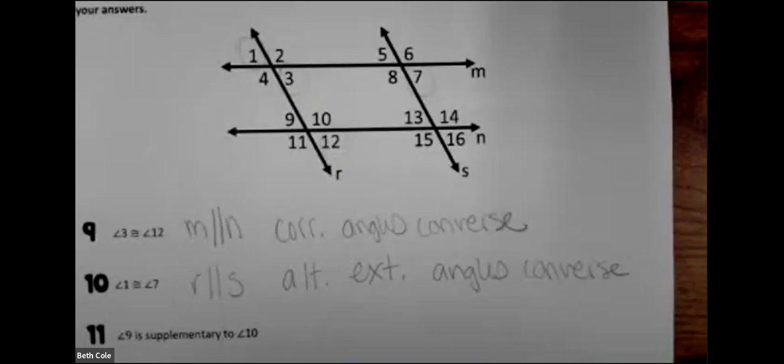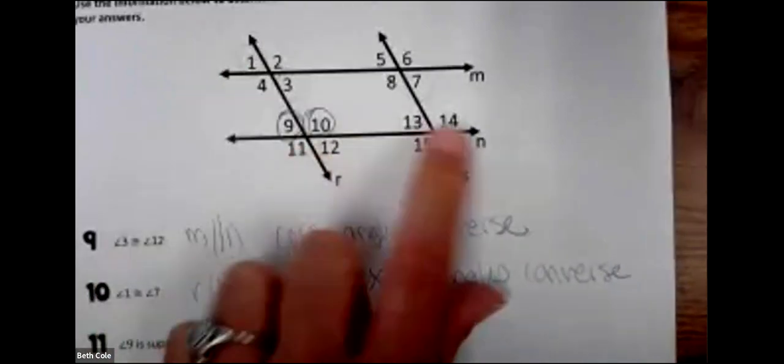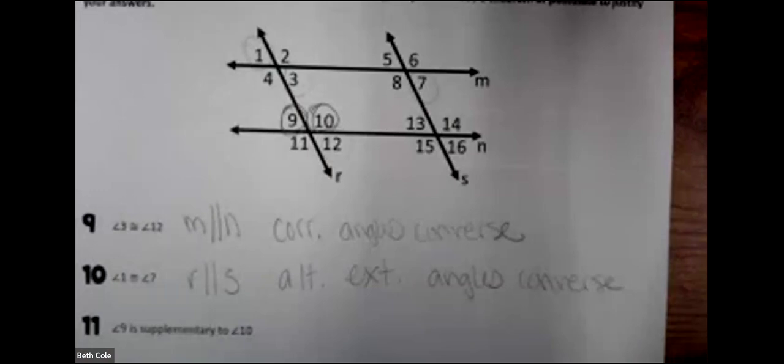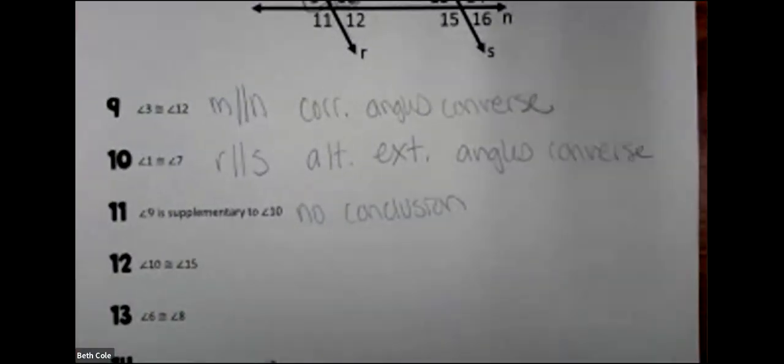All right, next one. It says 9 is supplementary to 10. So if you look at 9 and 10, I circled them right here, real quick. Is anything from another line circled? Like, can you relate this to anything else? No. Do you see how I have nothing over here and I have nothing over here? So can I say that any lines are parallel? No. So we're just going to say no conclusion. If you can't compare it to another line and get one of those pairs, then it's not going to work.